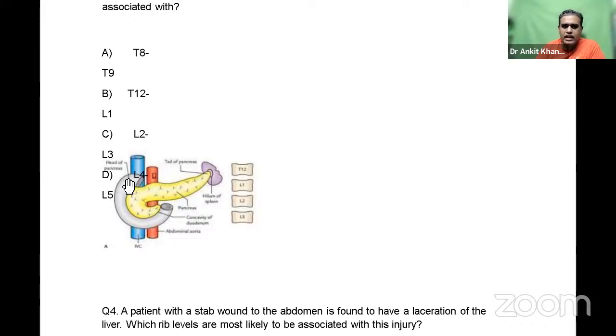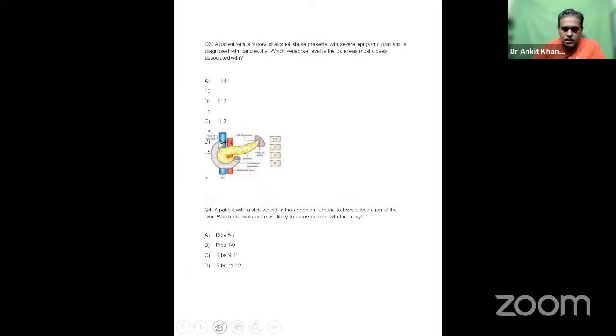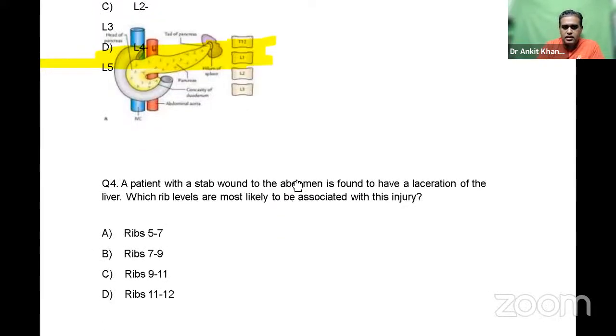So L2, L3 rule out, L4, L5 rule out. Answer is your T12, L1. Let us highlight this answer over here. Okay, so questions are coming like this. T12 and L1. This is the point. If you make a horizontal line over here, it involves the maximum of the pancreas. T12. Okay, let us see one more beautiful question over here.